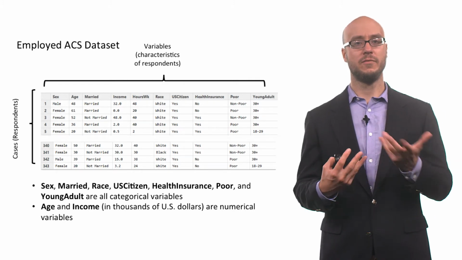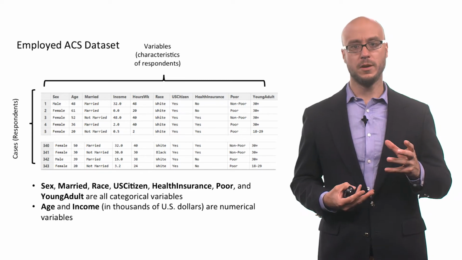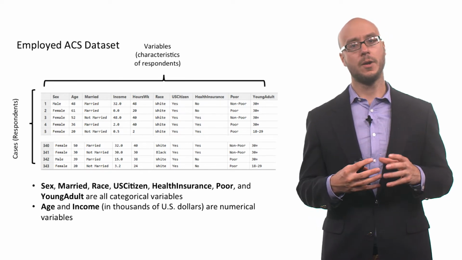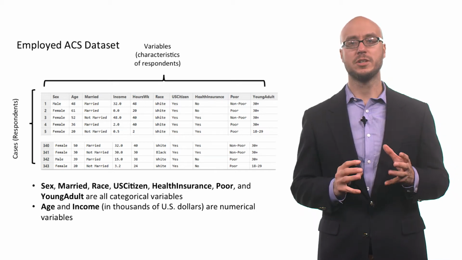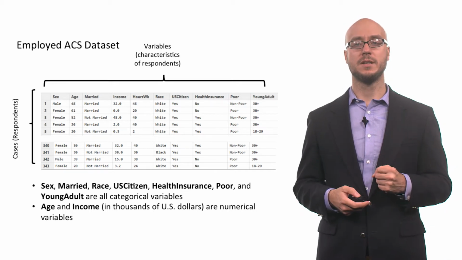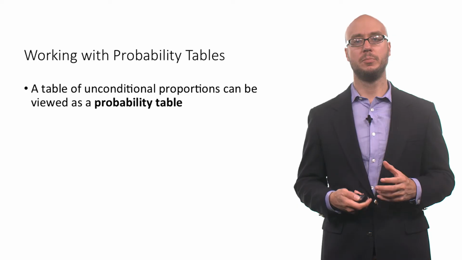Just to remind you, we have 343 people, so we have 343 rows, and then we have all these great variables. The variables that we're really going to focus on are health insurance and whether or not the respondent is living in poverty or not. So one way to think about looking at these two events of being poor and not having health insurance existing together is to create a probability table.